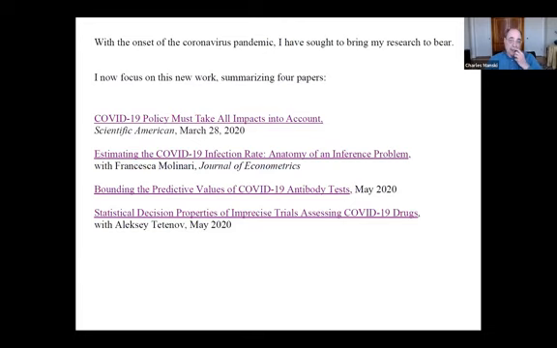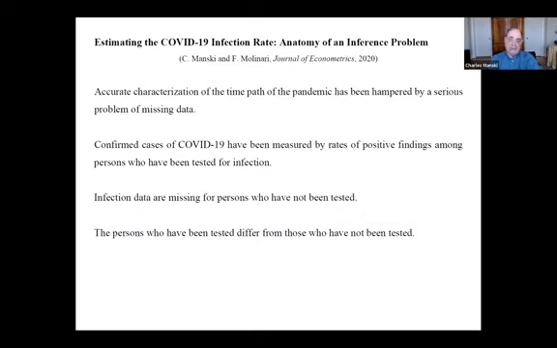Okay, first piece, which Francesco Molinari and I worked flat out on for several weeks to a month in late March and early April to get this paper done. And then through a very fortunate circumstance, it's the fastest publication I've ever had in my life, because the Journal of Econometrics started a COVID metrics initiative, and very quickly we submitted a paper, got reviewed, and it's actually available online at the journal now. So let me talk about this.